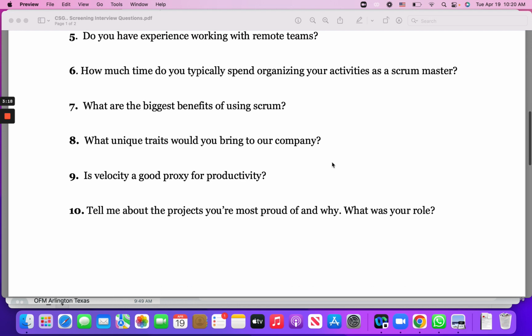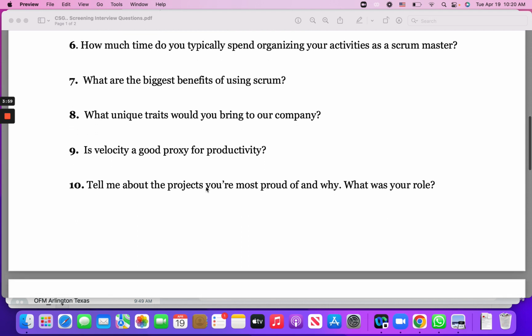Nine, is velocity a good proxy for productivity? It is, but it needs to be supported by other factors. For instance, if our velocity is high and we have high technical debt, then it's not going to be a good proxy. So velocity is good, but you cannot rely on velocity alone. You need to look at the built-in quality. If the velocity is accompanied by good built-in quality and happy people, then it's a good proxy. But we cannot just say, the velocity is high, we have a good team.